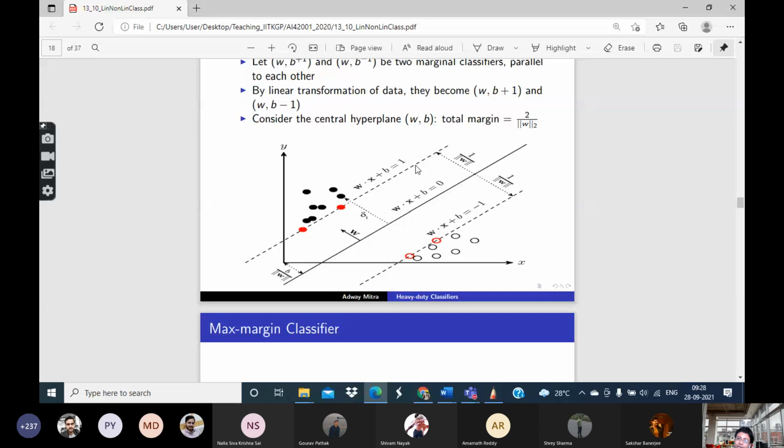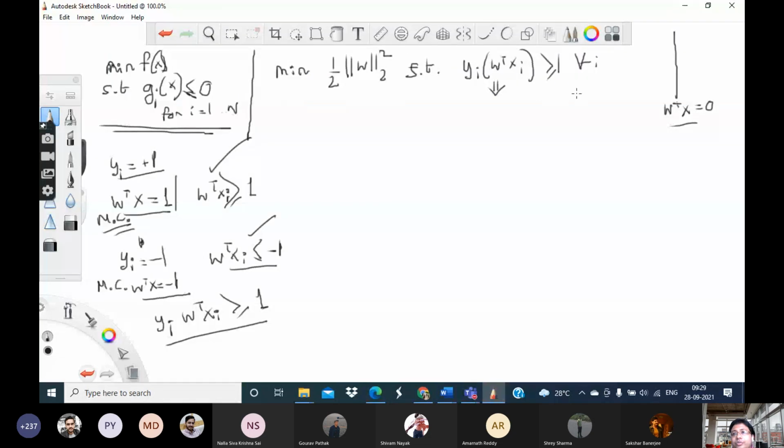But I also want them to be correctly classified with respect to their marginal classifiers. What are the marginal classifiers? They are w transpose x equal to 1 and w transpose x equal to -1. So all the -1 points should lie on one side of w transpose x equal to -1, and all the +1 points should lie on the other side of w transpose x equal to +1. That is why I changed my classifier. Basically, I want an even more robust classification.